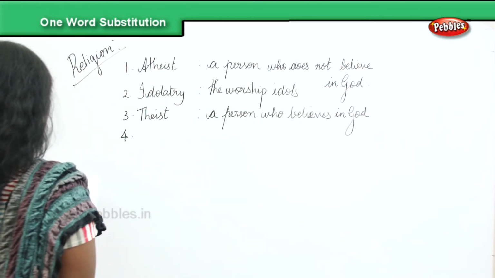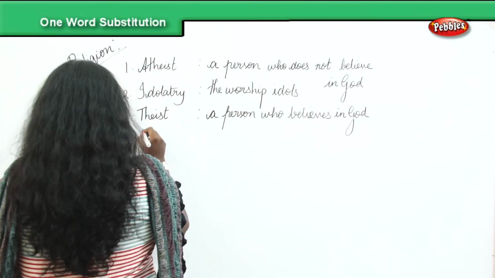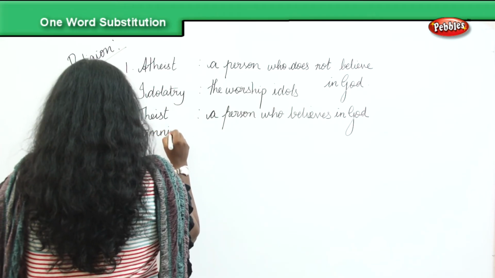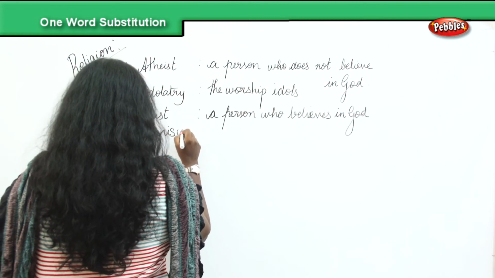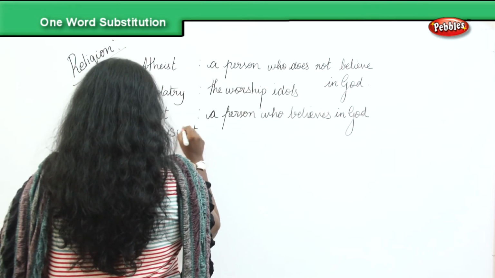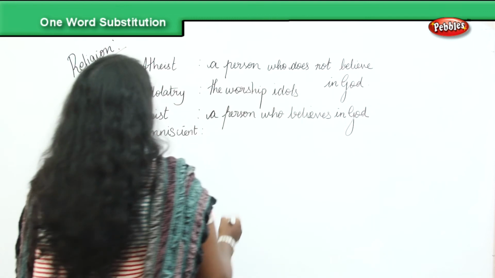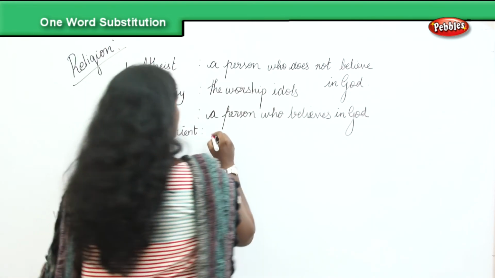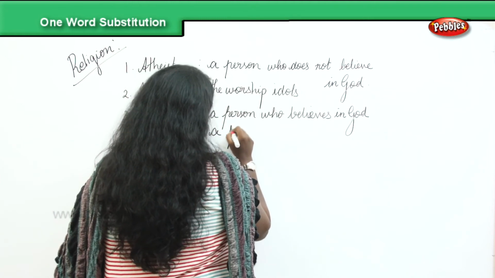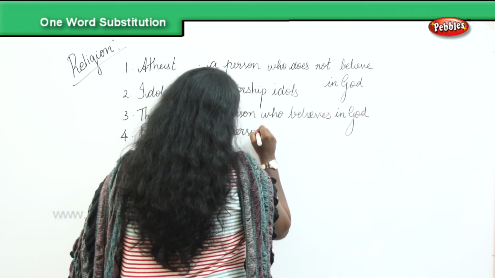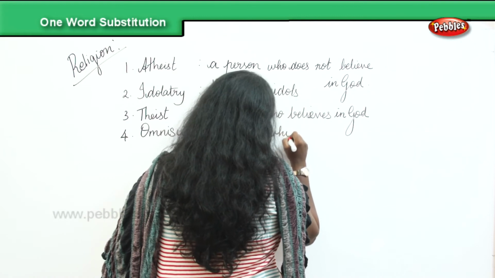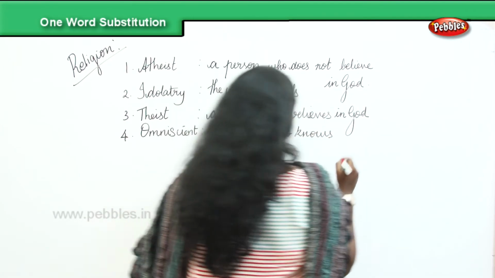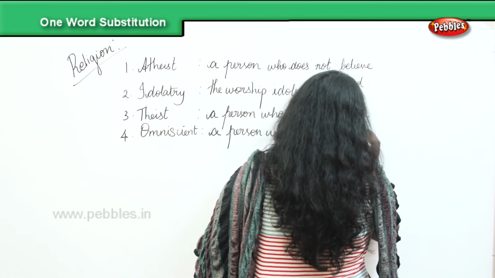The next word is going to be omniscient. Omniscient is referred to a person who knows everything. A person who knows everything.